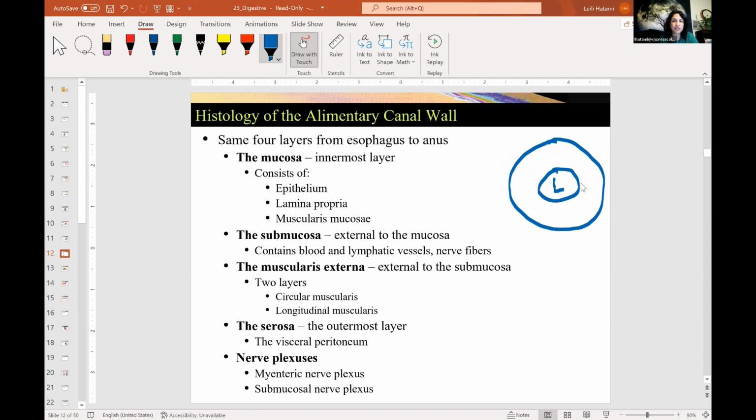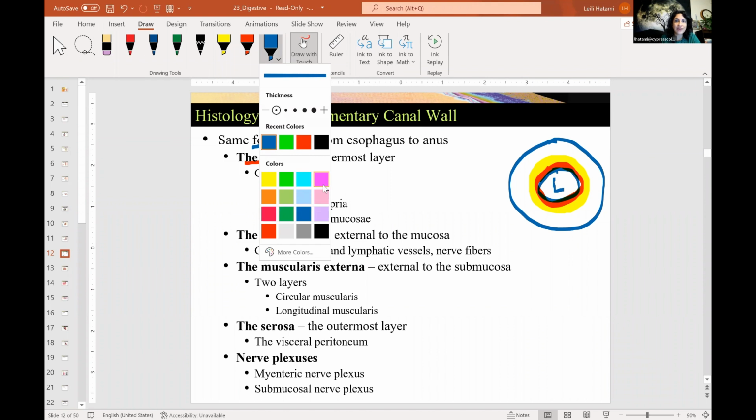In the wall of the alimentary canal, from the esophagus to the anus, we can find four different layers. The innermost layer, which is toward the lumen, we call the mucosa. The mucosa layer. And then under the mucosa, there is the submucosa layer. And under the submucosa layer, there is the muscularis externa layer.